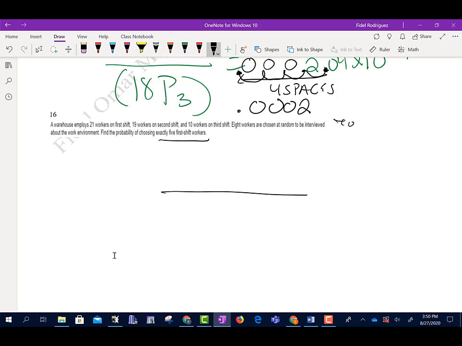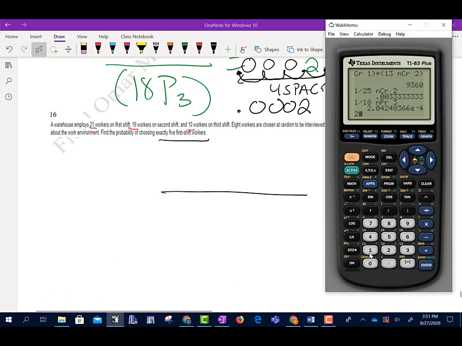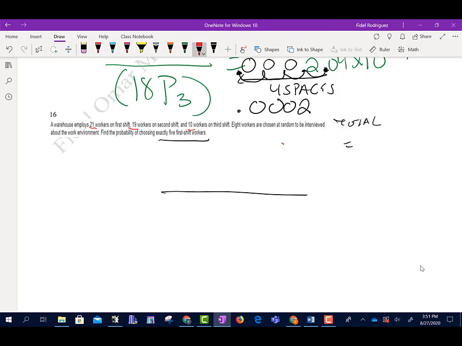let's figure out the total number of workers that we have. 21 on the first, 19 on the second, 10 on the third. So let me add those numbers up together. So 21 plus 19 plus 10. What's that? 50? Okay. So we have a total of 50 workers. How many are we going to choose? We're going to choose 8. So my denominator is going to be 50 choose 8.